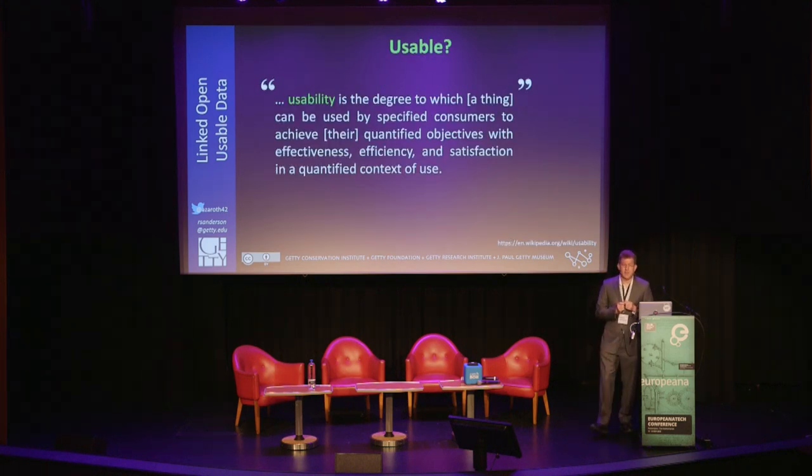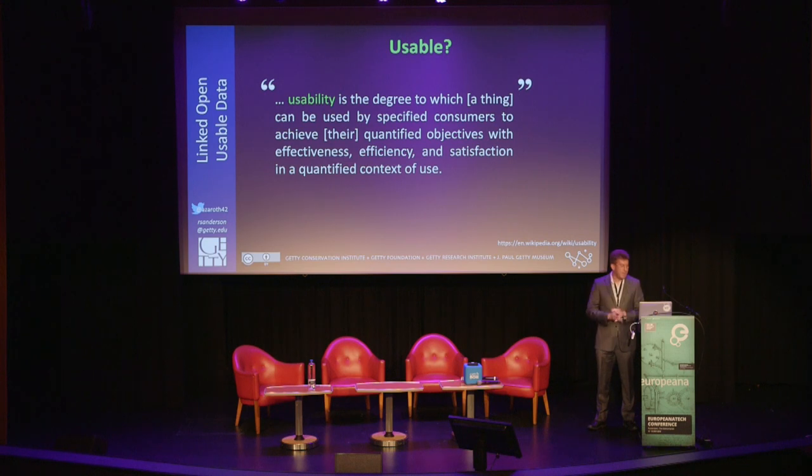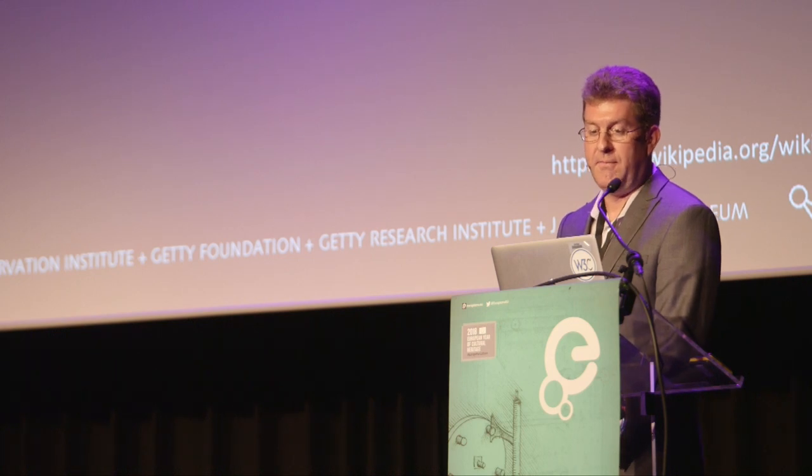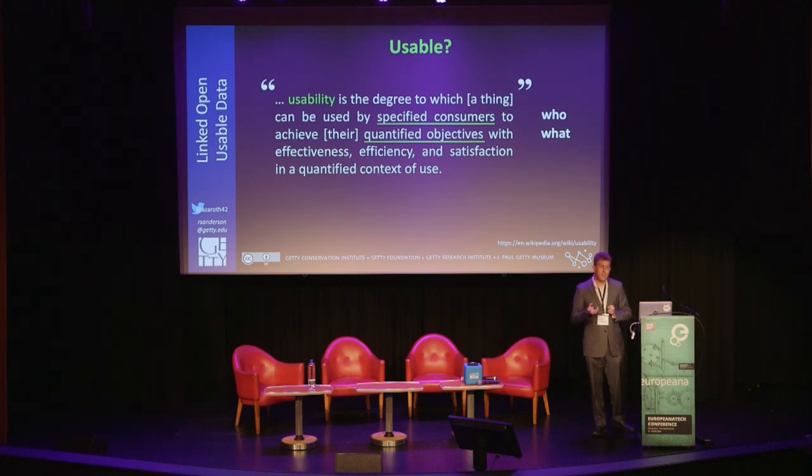So what do I mean by usable? In the true spirit of pretty much every presentation these days, I'll turn to Wikipedia for its definition. Usability is the degree to which a thing can be used by specified consumers to achieve their quantified objectives with effectiveness, efficiency, and satisfaction in a quantified context of use. Right, a little bit of a mouthful, but to break it down, who, so specified consumers, that's great, tick, consumers, they want to achieve what? Well, their own objectives, quantified objectives that they can state, this is what I want to do with your data.